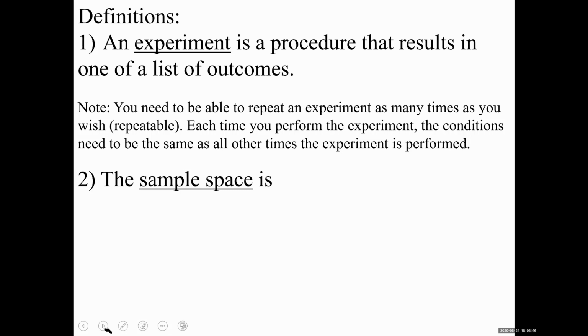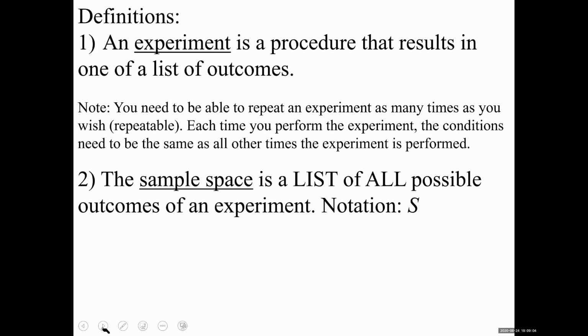Okay, then if you take all the outcomes of the experiment and you make a list of them, that's called the sample space. So sample space is a list. It's a list of the outcomes of the experiment. Which outcomes? All of them. So it's a list of all possible outcomes of the experiment. The notation is capital S.